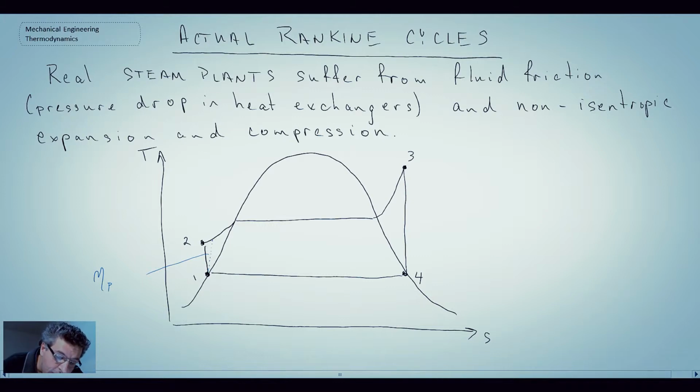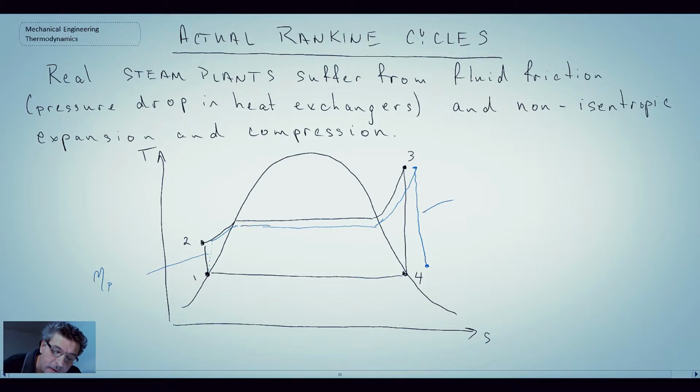And as we then go into the boiler, we will have pressure drops. So the pressure will ever so slightly drop in the boiler. We go up to the same temperature within our boiler, but the difference there is due to a pressure drop. And then when we expand in our turbine, we will not expand isentropically, but we will actually increase in entropy, and so we might expand out to that state there.